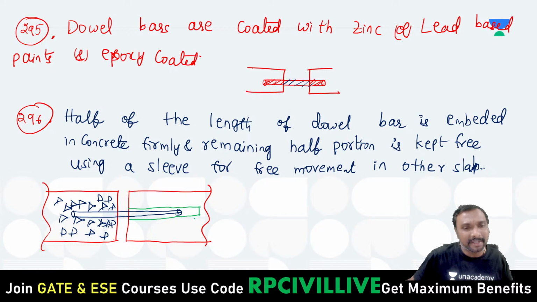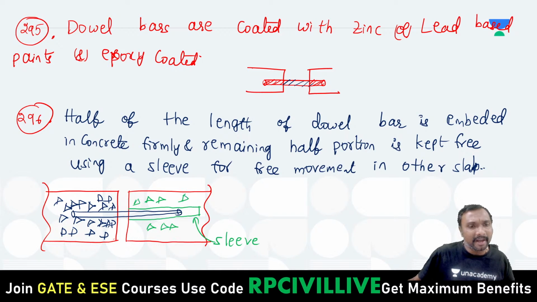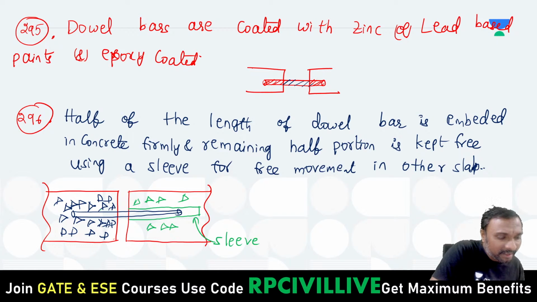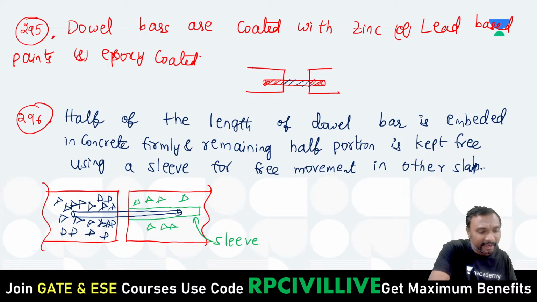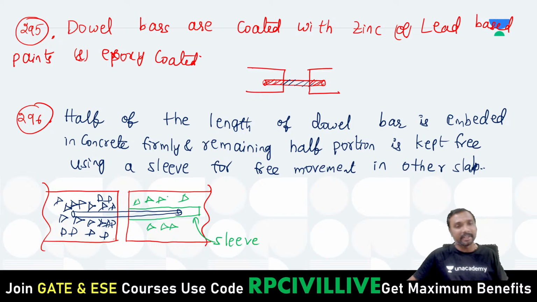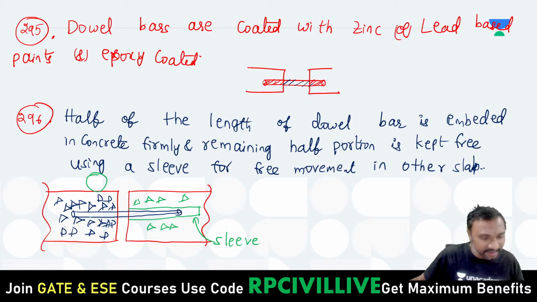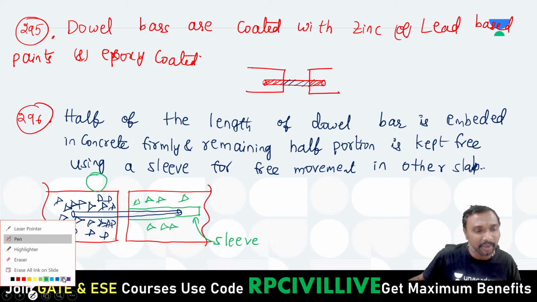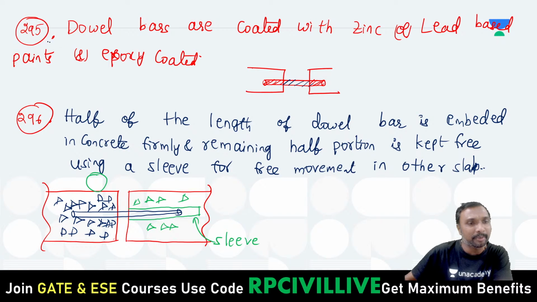Because of this sleeve, the aggregates will not come beyond the sleeve, and that dowel bar can move freely into the other slab. Yes, it will be moving freely. Whenever a wheel load is applied onto this, that wheel load will be transferred and dissipated by means of this sleeve only. So it is better we provide this sleeve, obviously. Is it clear how the sleeve is helpful? Now we'll move on to the next point, the 297th one.